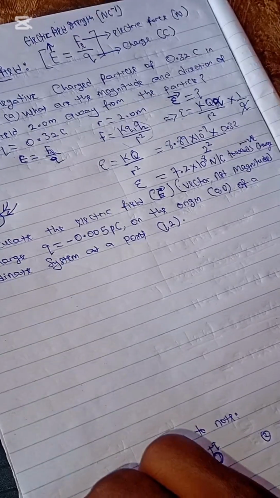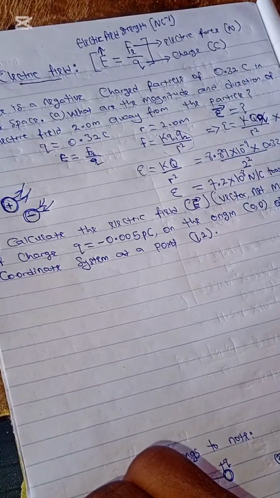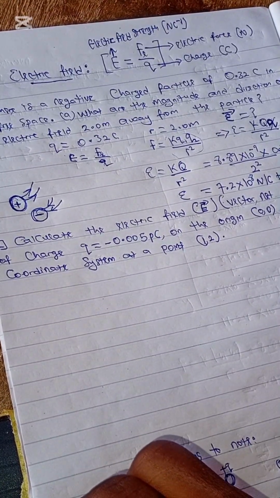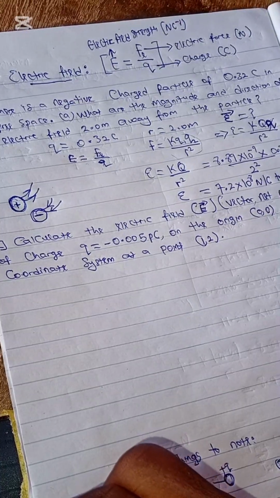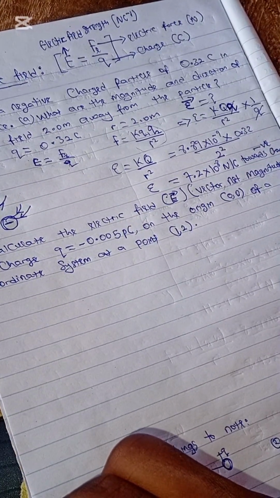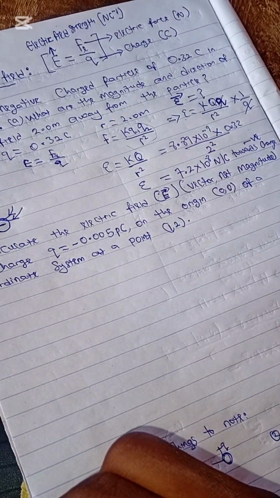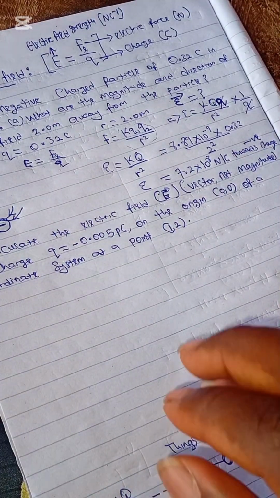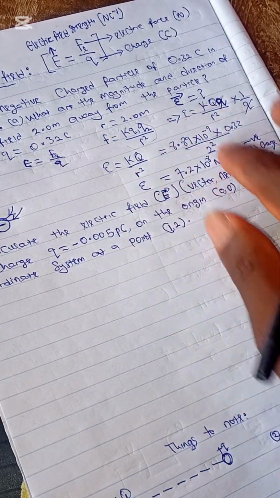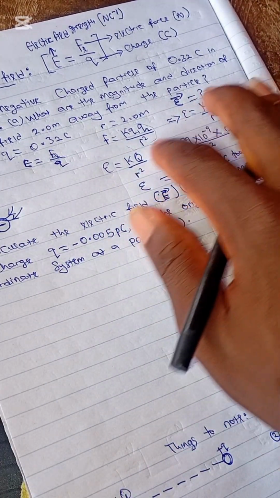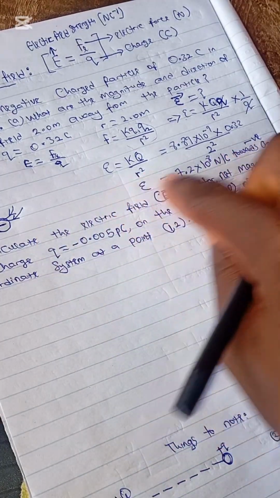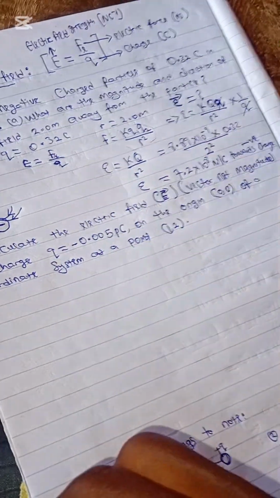Take note. The direction of field will always be away from a positive charge but towards a negative charge. And since the charge is negative, the direction of the field will be towards the negative charge. So this is our final answer. Please, maybe you can pause the video or go back and watch this aspect again so that you can understand.